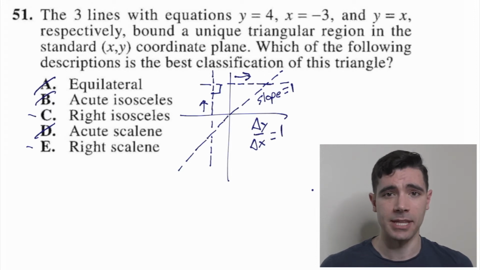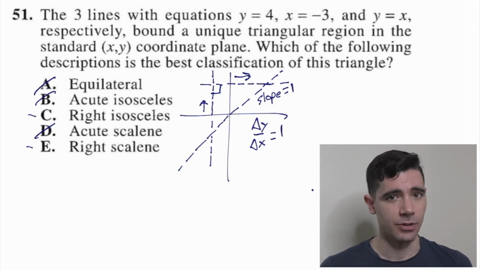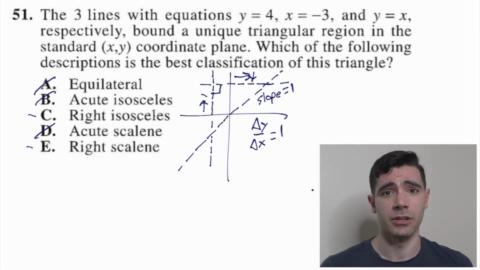The change in y would be this leg. The change in x would be the other leg. So they must be equal to each other. Otherwise, the slope wouldn't be 1. So the answer is C, an isosceles triangle with two congruent legs.